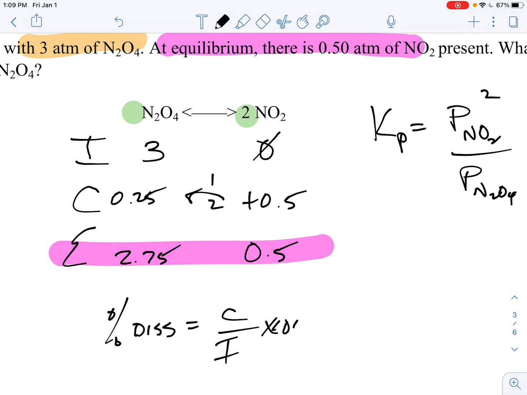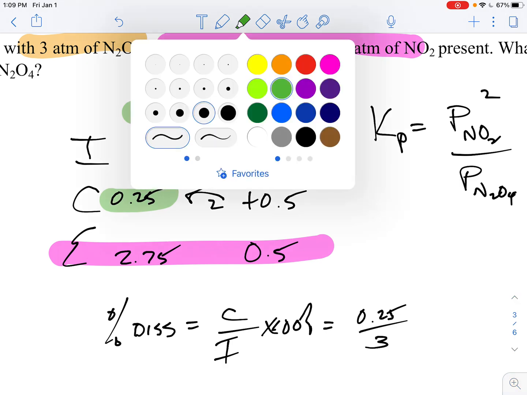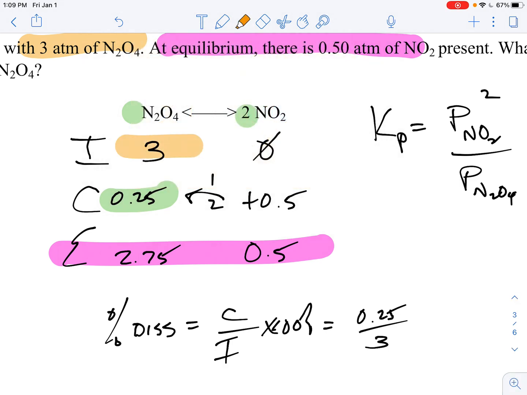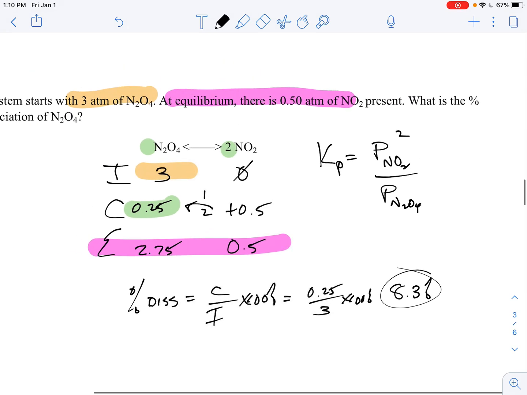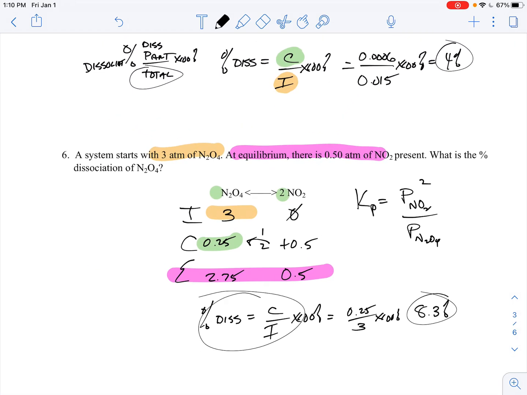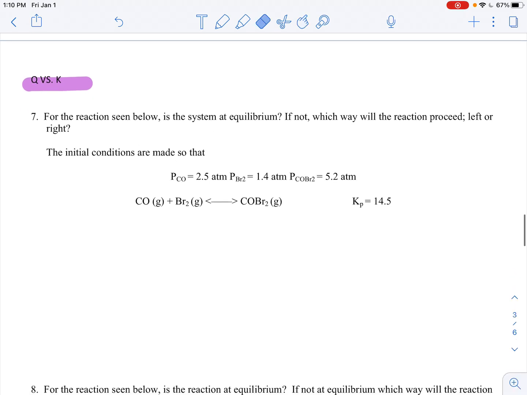So the percent dissociation is going to be the change divided by the initial times 100%. So that's going to be 0.25 over 3, because that's how much it changed by, and that's how much it started with. And so 0.25 divided by 3 times 100% gets me about an 8.3% dissociated. So if they're asking you for the percent dissociation, you're going to do the change over the initial using all of the context clues that they gave you in the particular problem.